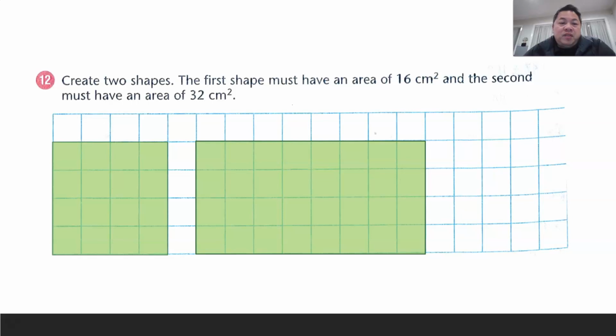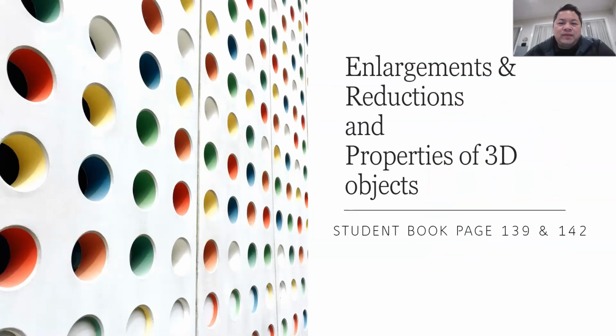So look at it carefully. First shape must have an area of 16 cm square, and the second shape must have an area of 32 cm square. Right? So I've created the shapes. See whether you can create any other shapes based on the requirement.